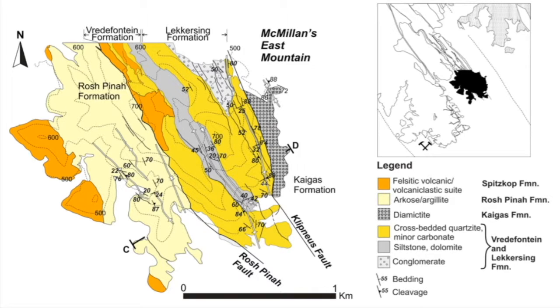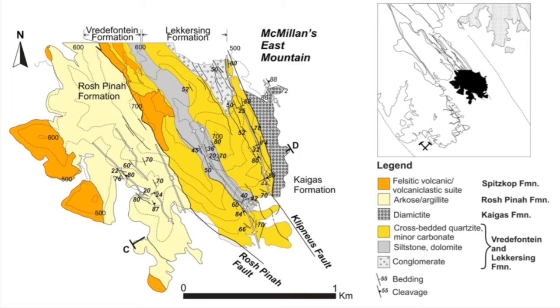Okay, these dotted lines are the contours. So the elevation is probably about 400 meters from the plain to the top of the mountain here. This Rosh Pinah Formation is separated from these two formations here by quite a prominent fault. These formations here are separated from this diamictite by another prominent fault. I'm just running through the structure a little bit because we are going to digitize some of the faults, and we're also going to display some of the structural symbols.